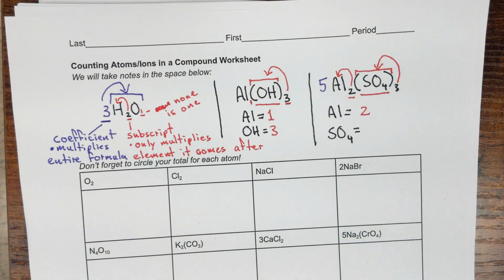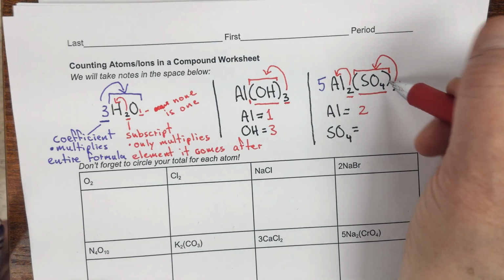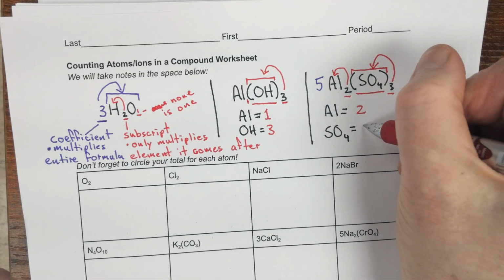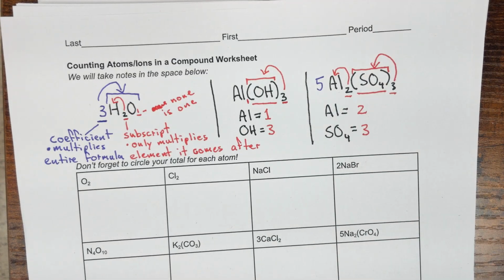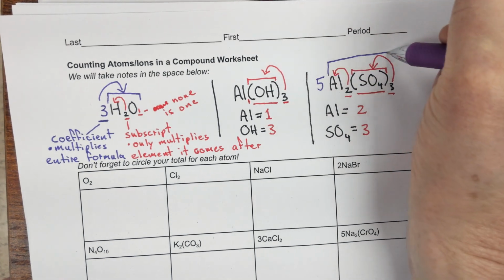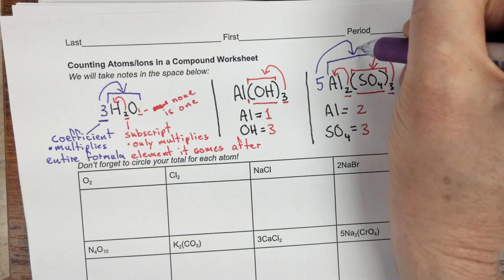All right, I only look at the subscript outside of the parentheses. Then put my 3 here. Now I can use my coefficient. My coefficient is going to be applied on top of that. It's going to multiply everything in the formula.